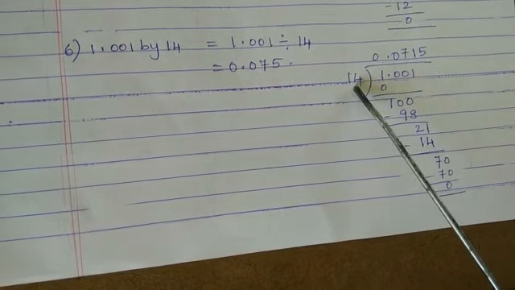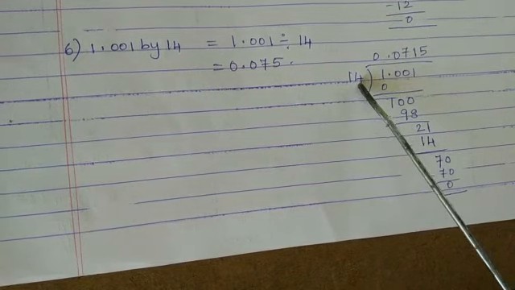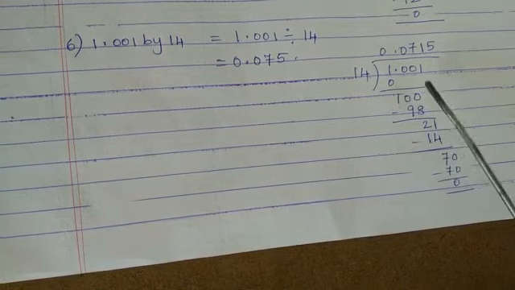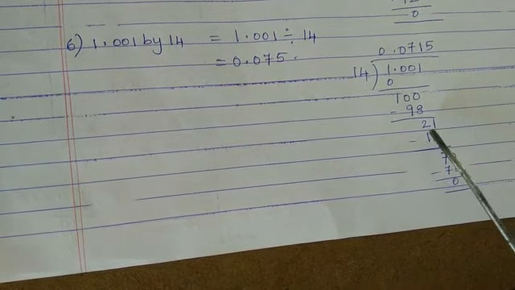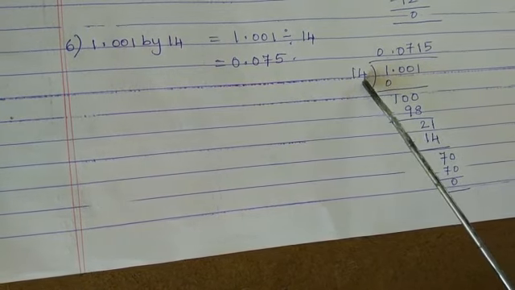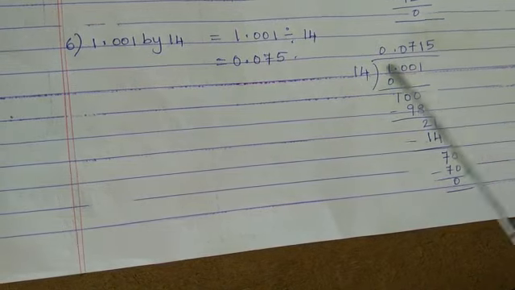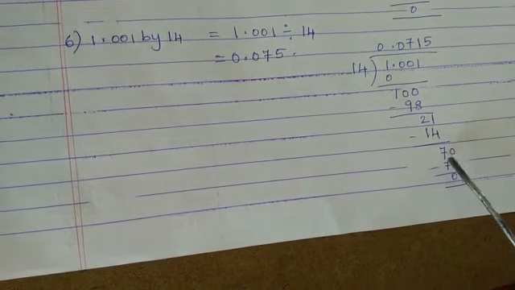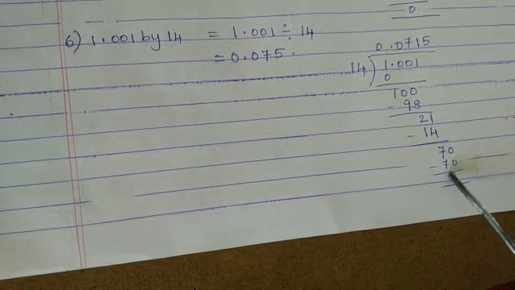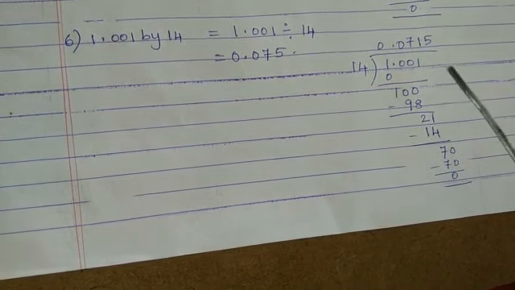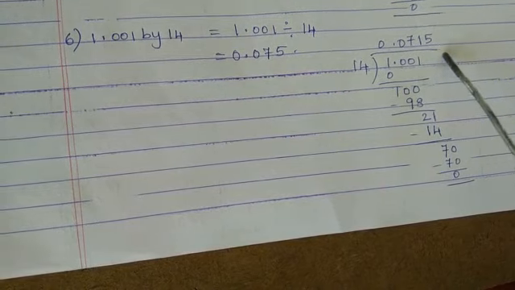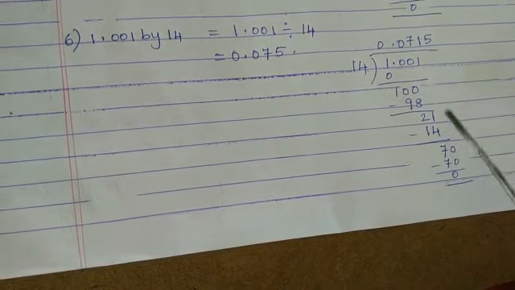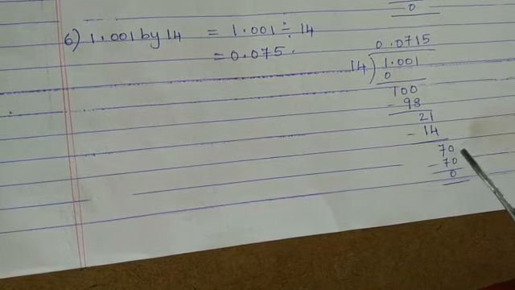100 divided by 14 is 7, that is 7 14s are 98. Then you subtract it, the remainder is 2. Then we bring the next digit down, that is 21. 21 divided by 14 is 1, 1 14s are 14. Again the remainder is 7. So what is the process? Till the remainder is 0, we have to continue the division. So we will add one more 0 to the dividend, that is 1.0010, and bring that 0 down here.